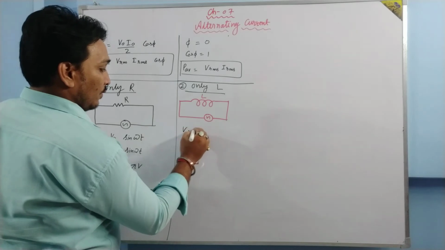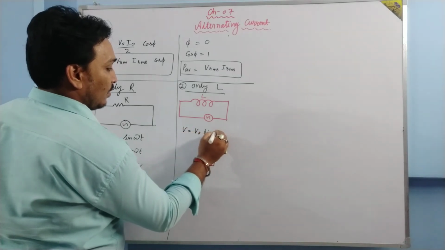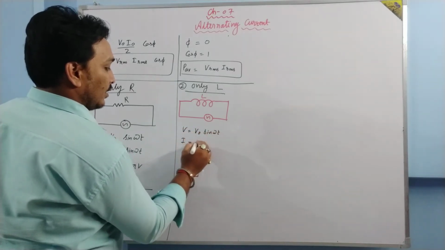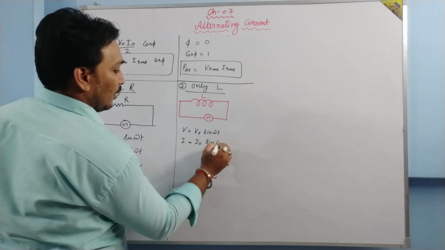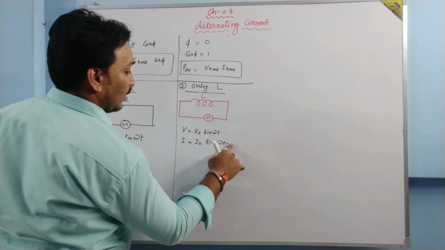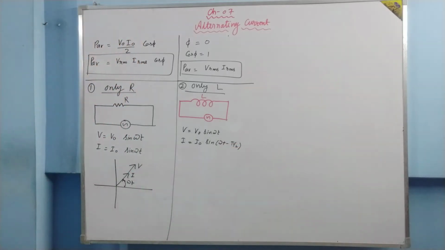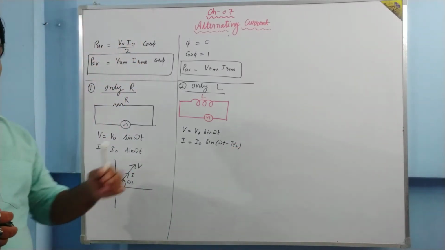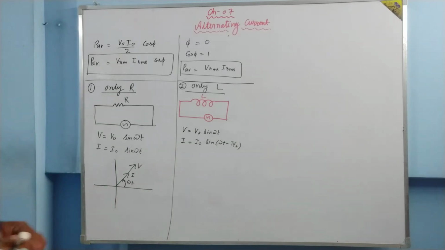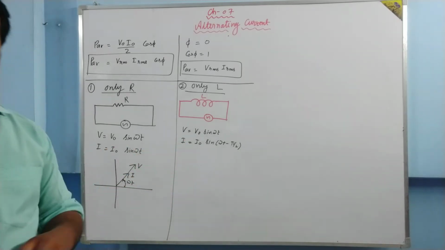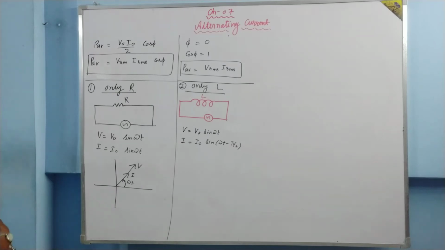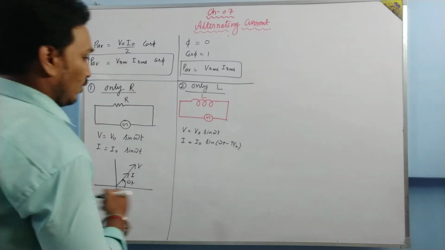The voltage was V is equal to V naught sin omega t, and I is equal to I naught sin omega t minus pi by 2. How this has come? If you want to know that, you have to watch the lecture in the sequence. I have probably in lecture number 3 it is there. So just go through the previous lectures of this chapter.